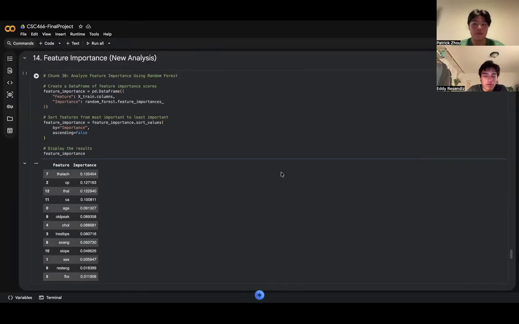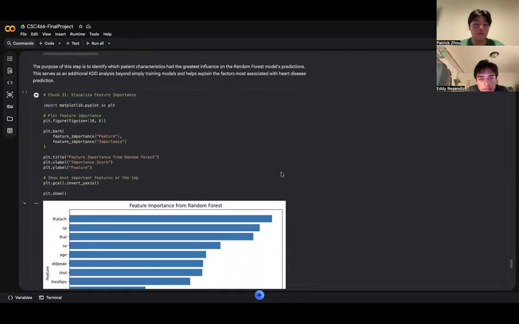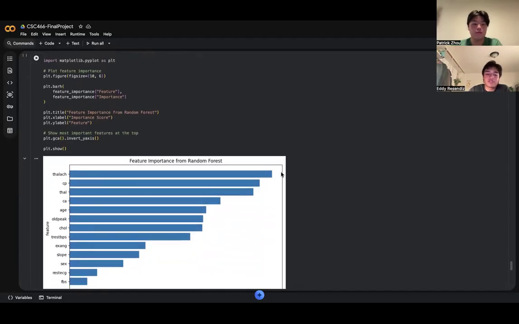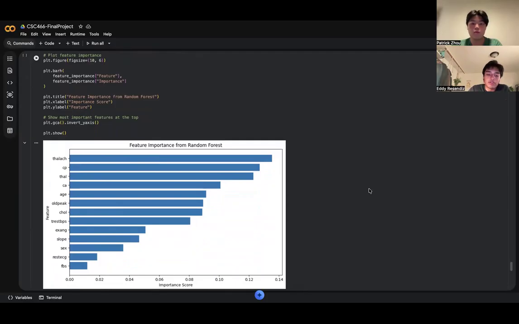And then for our feature importance plot, this step creates a bar chart of the feature importance scores calculated by the random forest model. The visualization makes it easier to identify which medical features contributed the most to predicting heart disease and provides an additional analysis beyond just model evaluation. And we can see from here that the feature with the most importance is thalach, which is our maximum heart rate.